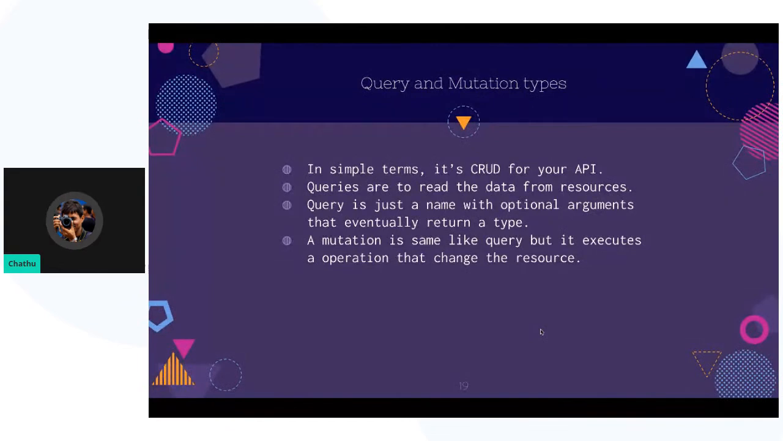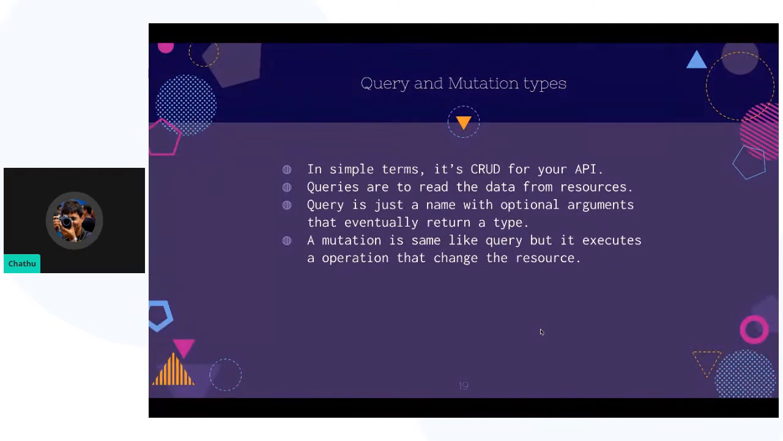So a mutation is like a query. You actually send the request, but in the backend it's going to execute an operation that changes the resource, maybe an update operation, or adding a new record to the database, or sending an email, or generating a JWT token, or sending SMS, or sending another request to another server.